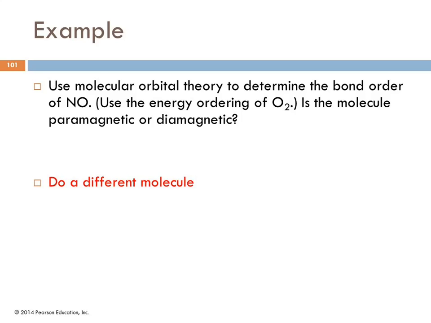Use molecular orbital theory to determine the bond order of NO. And this is why it says do a different molecule, because we just looked at that one. I made some notes to myself, but then I didn't look at them. So how about we do FO? Or let's do OF. Let's do OF.